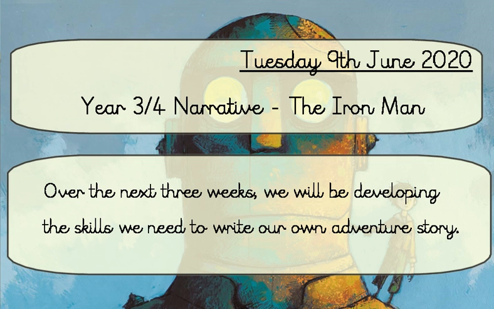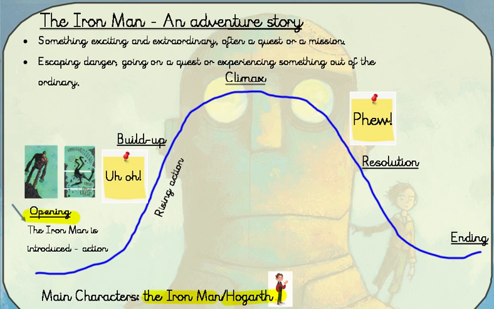Okay, good job. So our narrative unit is based on The Iron Man, written by Ted Hughes. Over the next 3 weeks, we're going to be developing those skills we need to become really good authors of our own adventure story. Now, an adventure story will often have something exciting or extraordinary in it. It could be a quest or a mission. The main character or characters might have to escape danger, go on a quest, or experience something quite out of the ordinary.